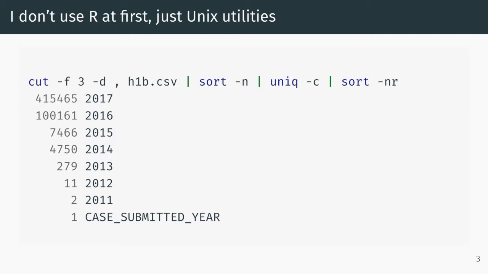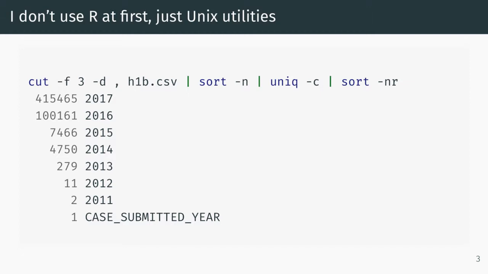The pipe character means to take the output of the command on its left and use that as the input for the command on its right. So the command on its right is sort -n, so that sorts the results of the first command numerically. So the first command gives us all the years, 2017, 16, 15, 14, 13, 12, 11, and also the header for that column, which is case submitted year. And so it sorts those numerically.